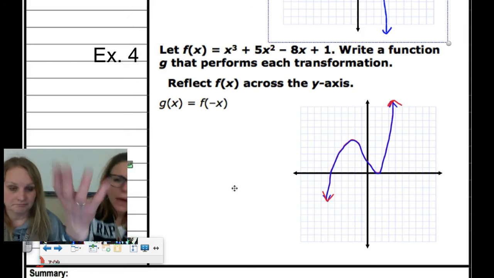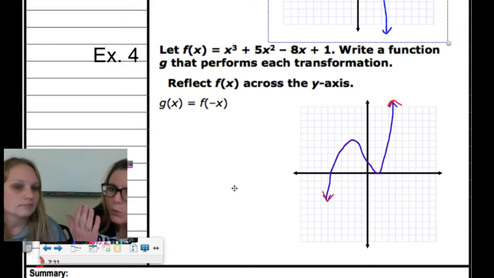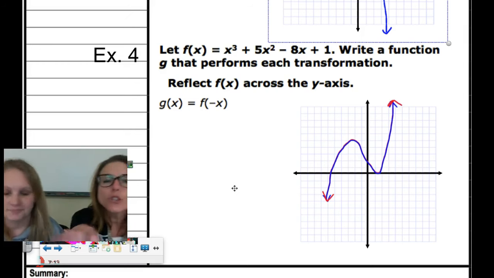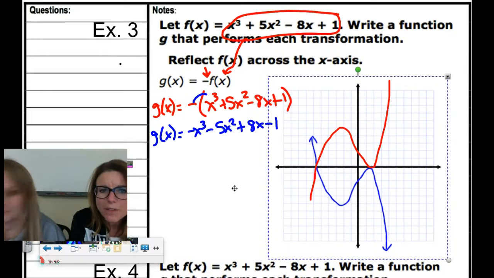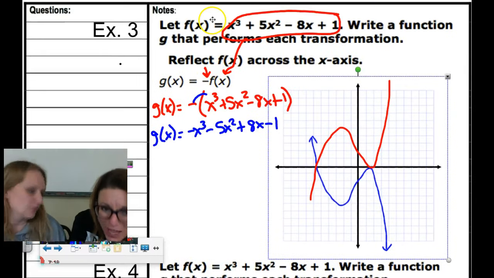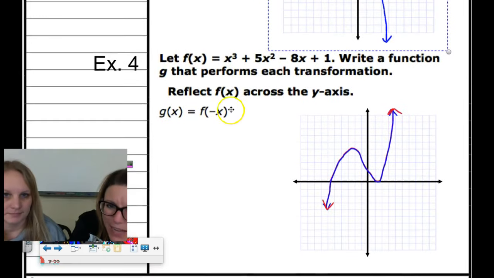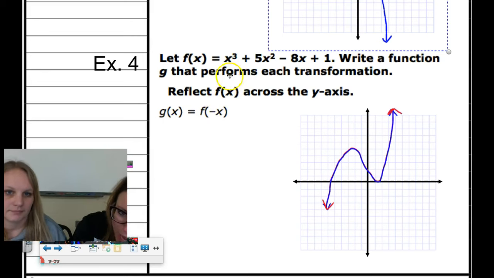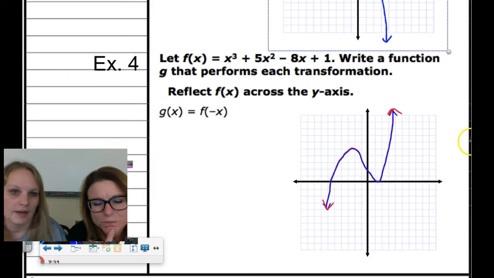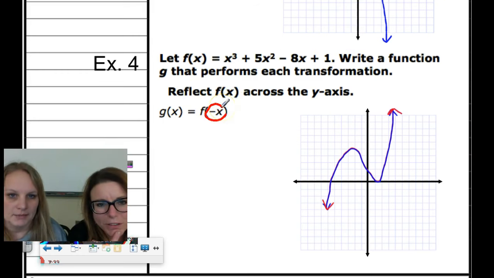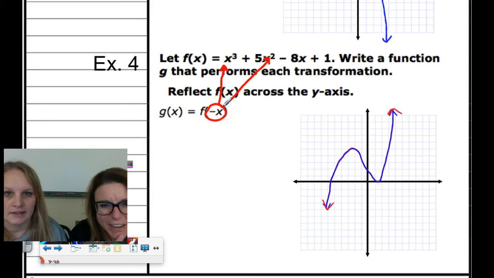That one was reflecting across the x-axis. Now we're reflecting across the y-axis. So notice the difference here. Above, the negative was out front on the outside and distributed to everything. Here it's different. Whenever there's something going on in here, you have to take what's here and plug it in for every x. So anytime, you plug that in for there, and there, and there. So let's do that right now.